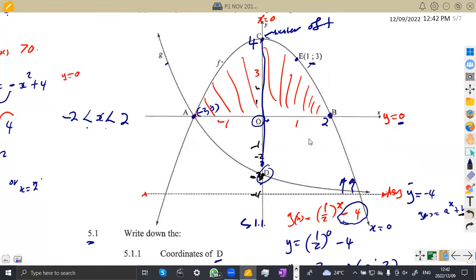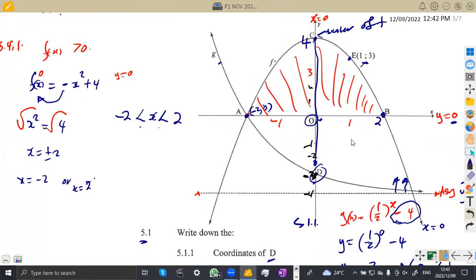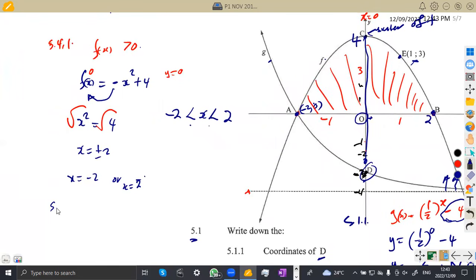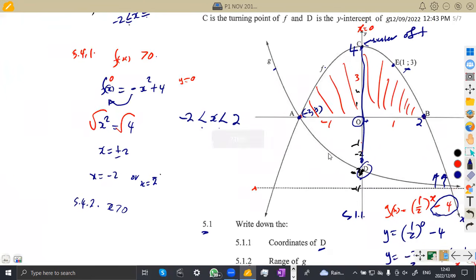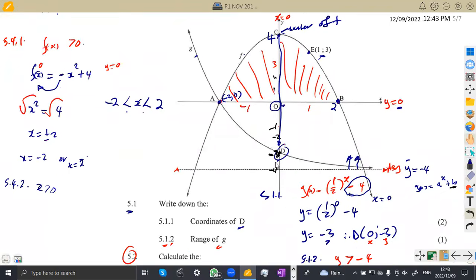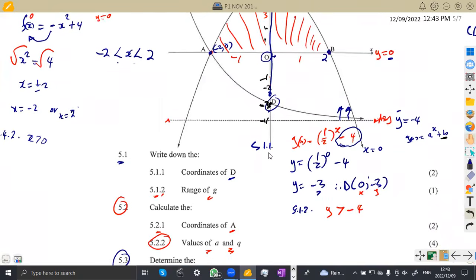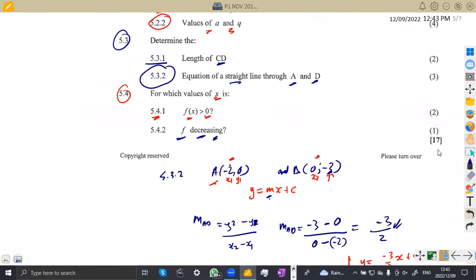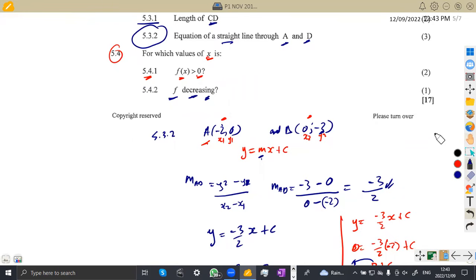So that means our x is supposed to be greater than 0. So that was 5.42: x is greater than 0. That was it, guys. As we can see, that's what we had on question number 5. Let's see the total: it was actually carrying 17 marks. It had a lot.